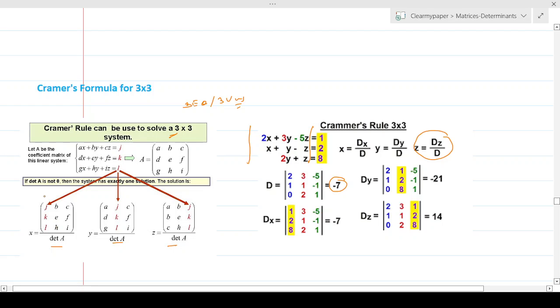For example, if you see here, x has coefficients of a, d, and g over here. This whole column is gone and replaced by the constant matrix, or the constants j, k, l in red. And then you get a determinant in the numerator also, and you take the ratio of that to find the value of x. Similarly, for the value of y, you see this b, e, h is gone and replaced by the constant matrix, and the x and z are untouched, so they remain as they are, and then you find the determinant.